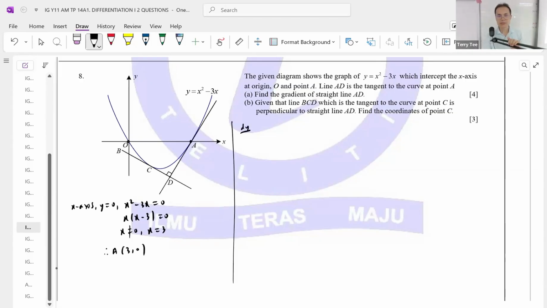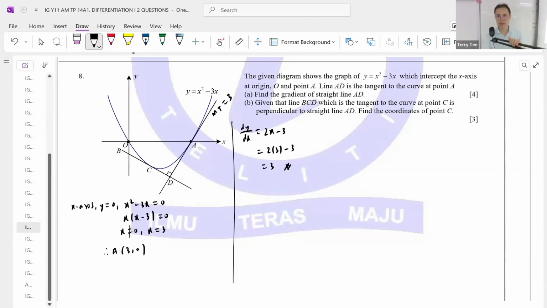So then we differentiate dy/dx. This is 2x minus 3. Substitute x with 3, you get 6. 6 minus 3, which is 3. So that means the gradient of the tangent for line AD is just 3.